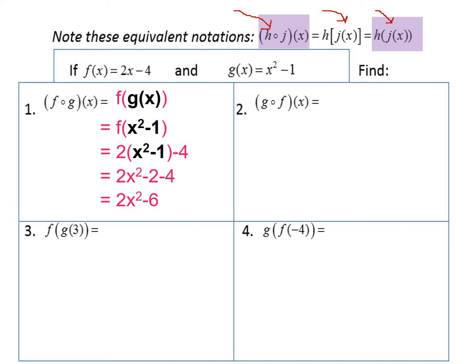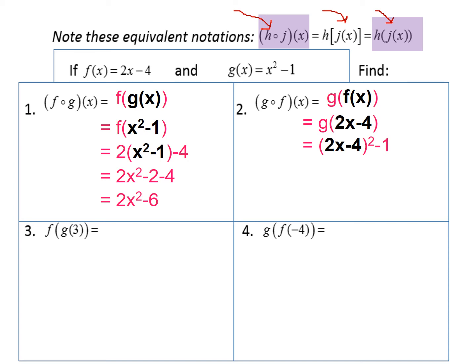Take a look at number 2. It's g of f of x. We're going to take our f function and drop it into the g function. Our f function is 2x minus 4, and we're going to take that and drop it into the g function, which is x squared minus 1.